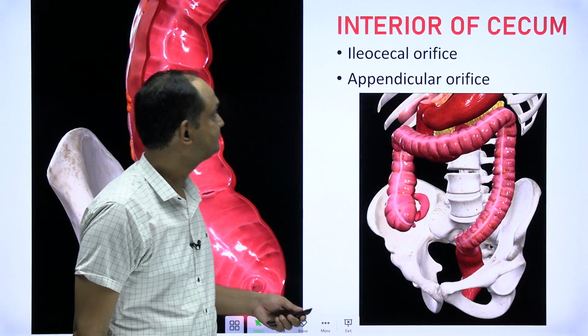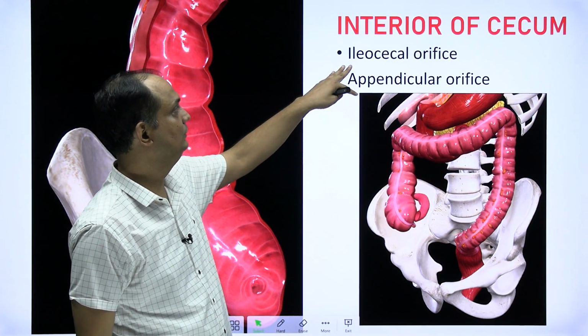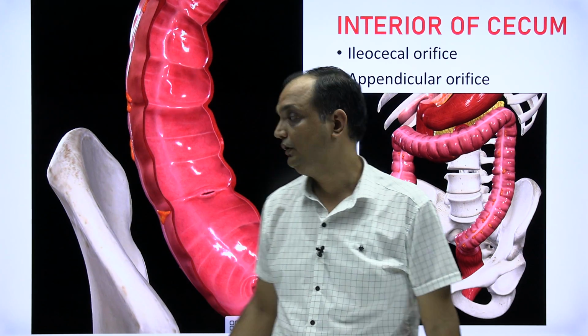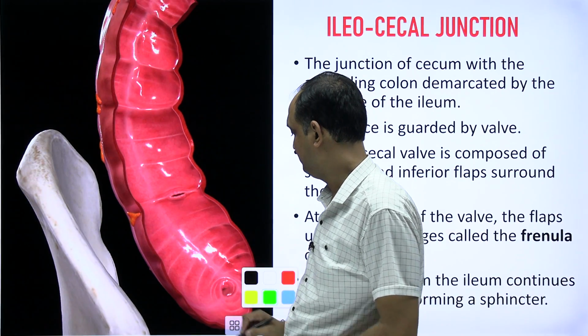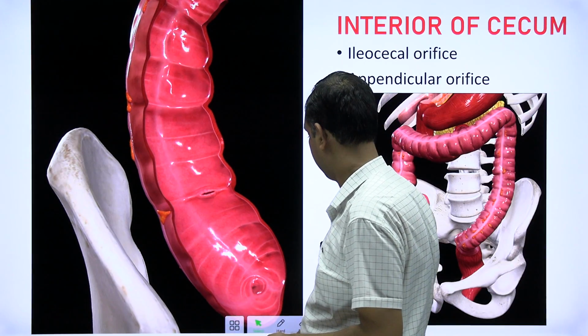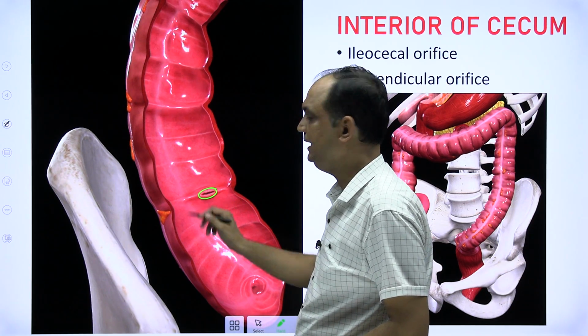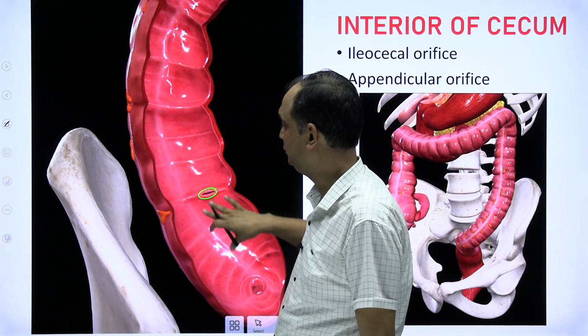So if you see the interior, you will have two major orifices, the ileocecal and appendicular orifice. The ileocecal orifice, again I am saying, is a very important question. What is the importance of the ileocecal orifice? The answer is that it is a plane, or a line of demarcation, between the junction of the ascending colon and the cecum.